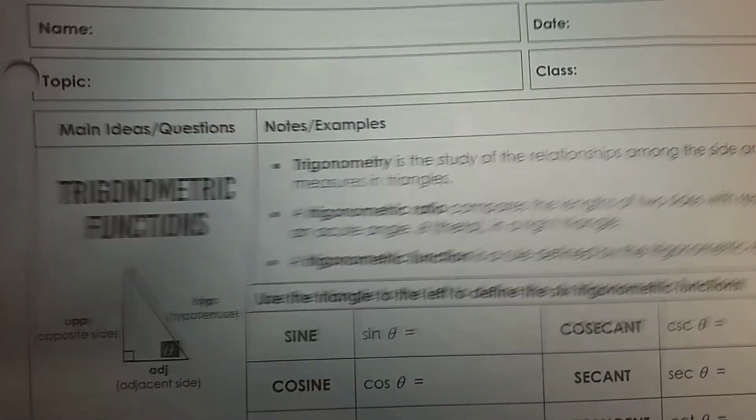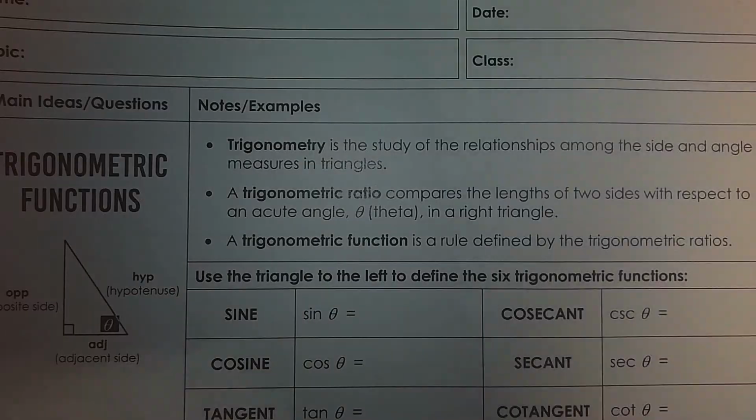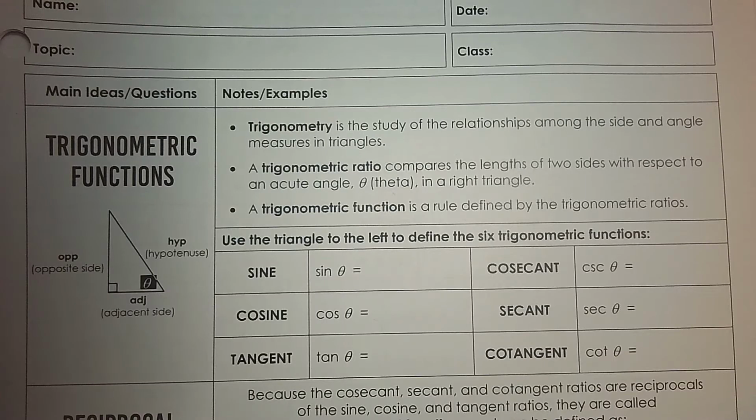Trigonometry. There's a good chance you've heard the word trigonometry, but are unsure what it means mathematically. Trigonometry is the study of sides and angles in triangles.